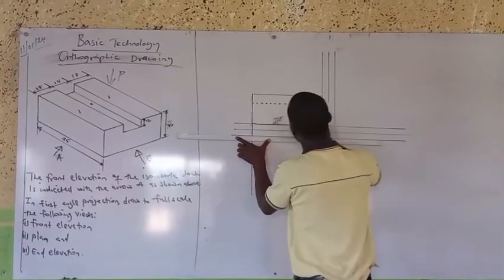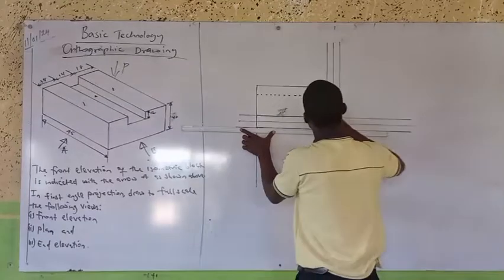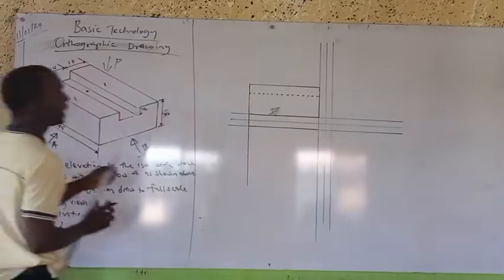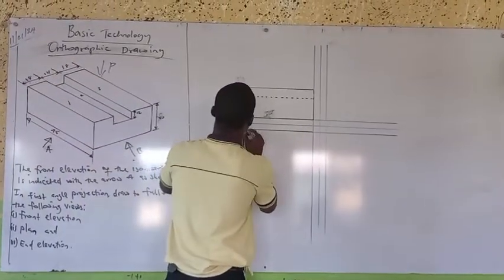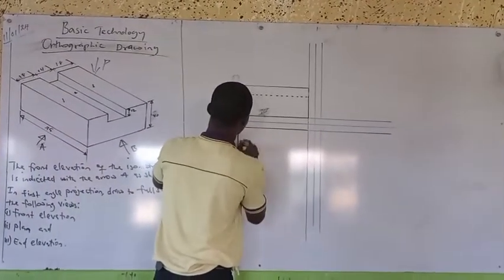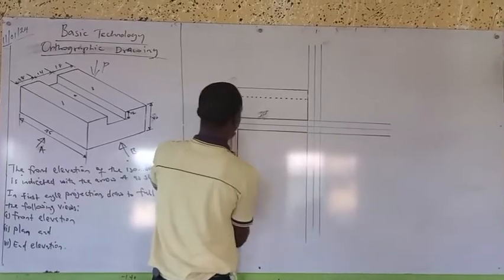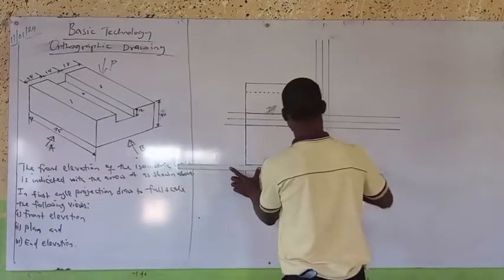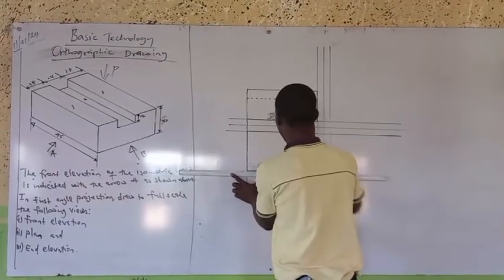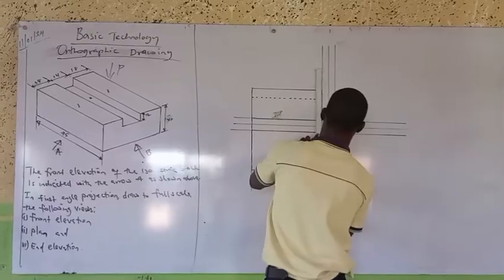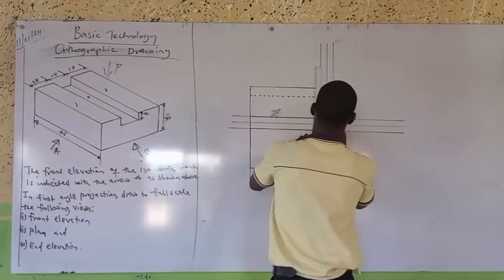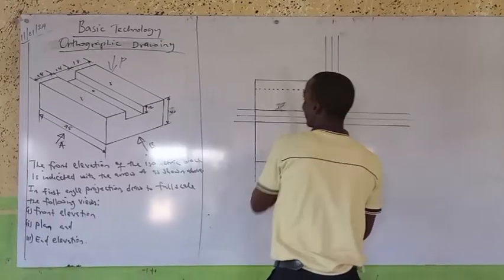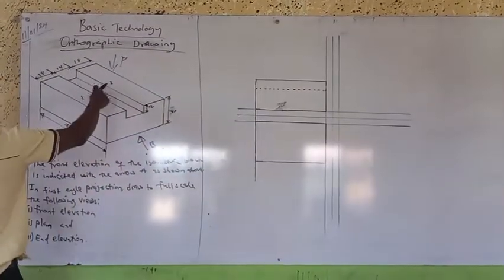From this point to this point, that is 50. I bring down my 50. Let me take this one. This is 50. That is the skeletal part of the plan, the plan view. We now bring it out. This is the skeletal part. That is here plus here plus here.